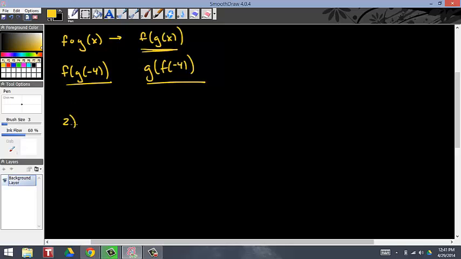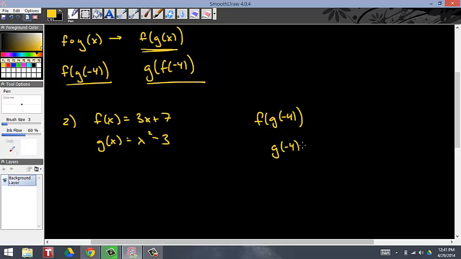If they ask me to find f of g of negative 4, remember the innermost function is g of negative 4. So my two functions here are f of x equals 3x plus 7, and then g of x equals x squared minus 3. Okay, g of negative 4 is the innermost function, so g of negative 4 equals negative 4 squared minus 3, which is 16 minus 3, so g of negative 4 is 13.